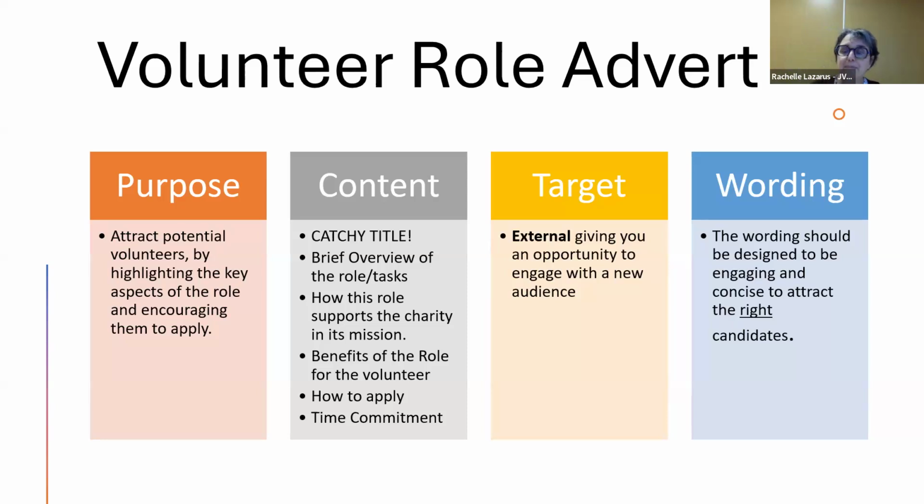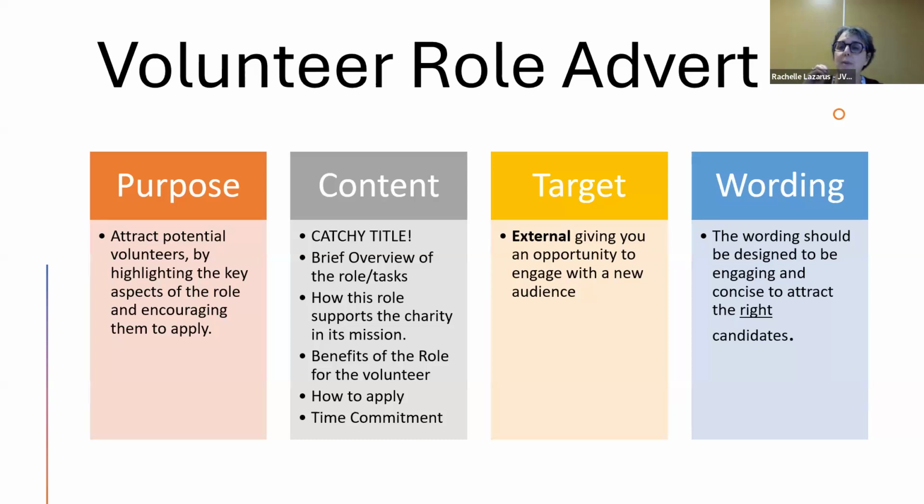Time commitment. But remember, this advert is an external document. It's going to people that might not necessarily know your charity, and it's giving you an opportunity to engage with a new audience. One of the other things I would say about role adverts, and I say this to lots of people, is that most people think they know what your charity does, but they don't.